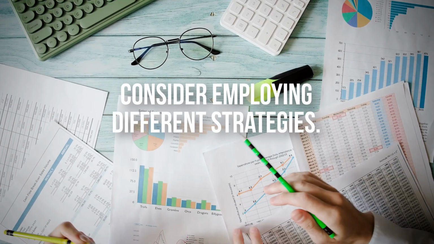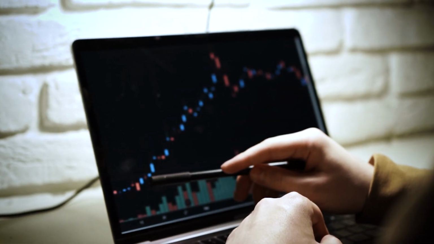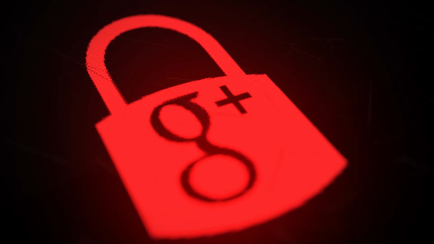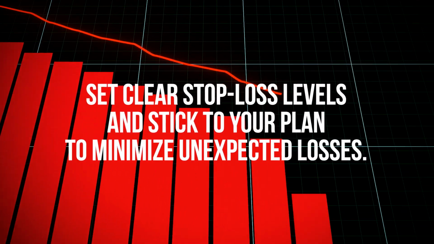Consider employing different strategies. Swing trading can capture Alphabet's price fluctuations, while long-term investing lets you benefit from its steady growth. Don't forget about risk management. Set clear stop-loss levels and stick to your plan to minimize unexpected losses.